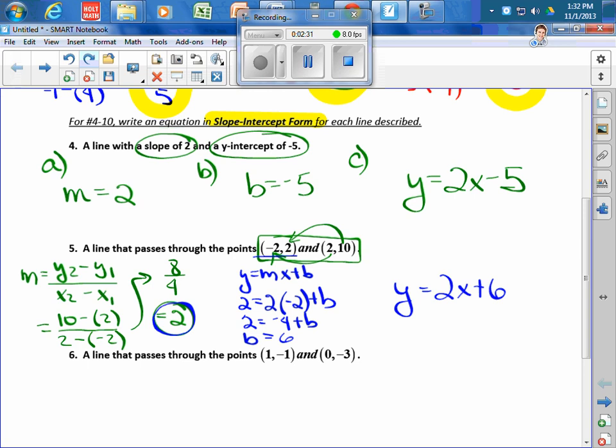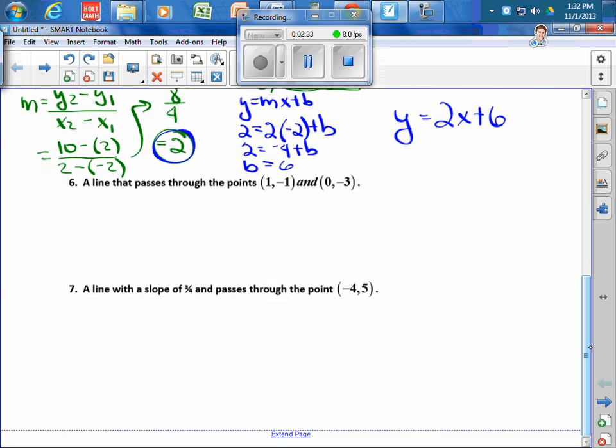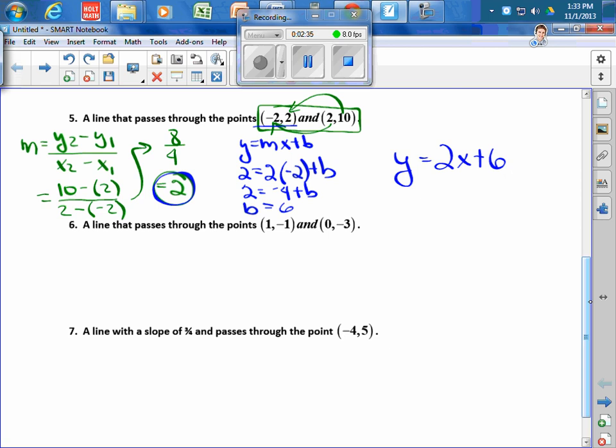Now remember, you can always pause the video at any time. If you need to get caught up or whatever the case might be, you can pause this and come back to it later.